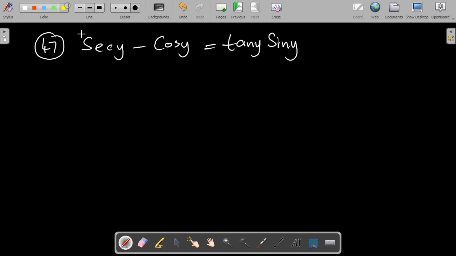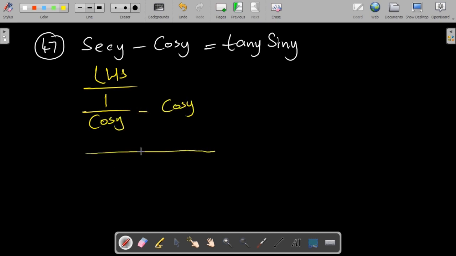I'm going to choose the left hand side, and on the left hand side I have sec y minus cosine of y, and sec is the reciprocal of cosine, so I can replace sec with 1 over cosine of the same angle.